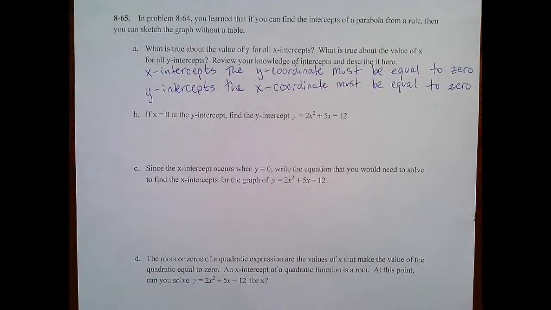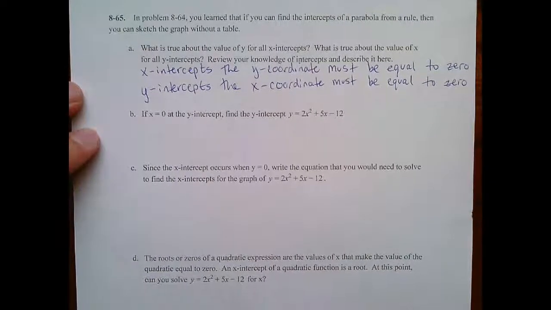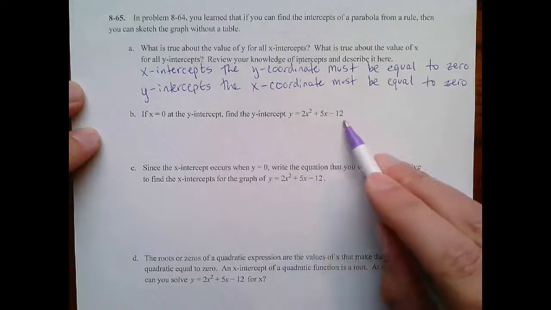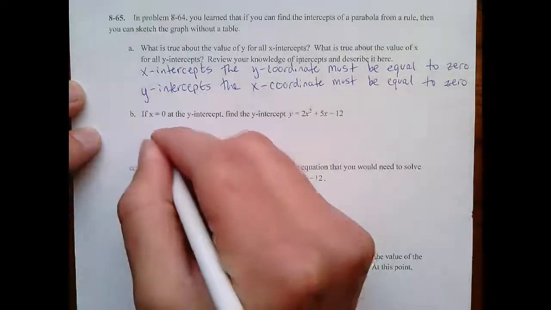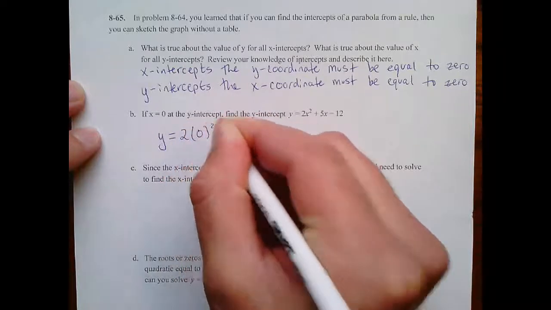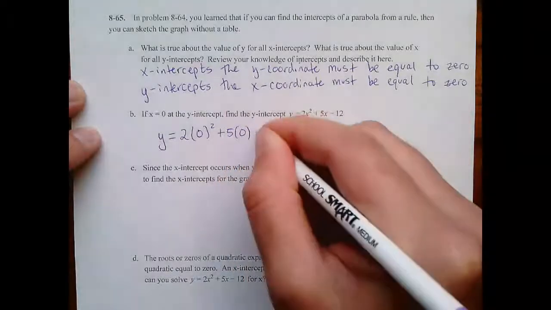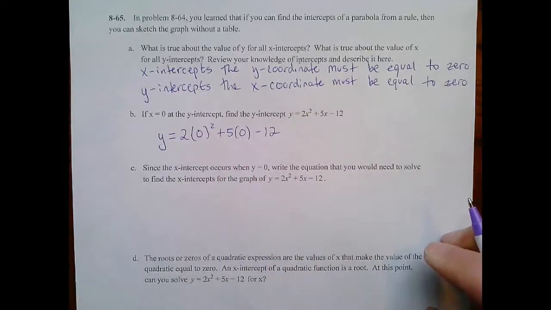Okay guys, so how about part B? If x is equal to 0 at the y-intercept, which makes sense because like we said, at the y-intercept x is 0, find the y-intercept of y = 2x² + 5x - 12. Well, if you're looking for a y-intercept, you could let x be equal to 0. So anywhere you see an x, let's just replace it with 0. So here I would have y = 2(0)² + 5(0) - 12. So it would look something like this.